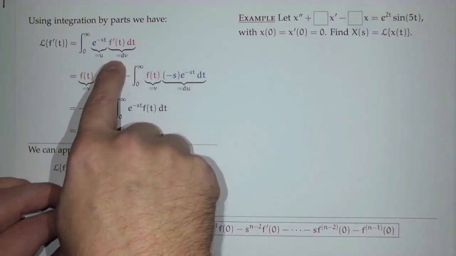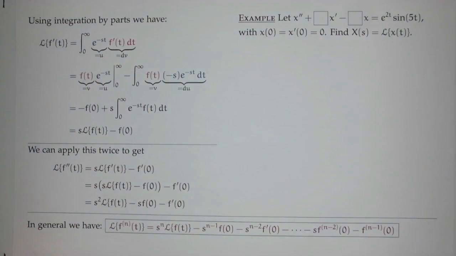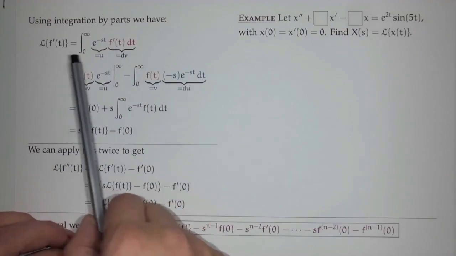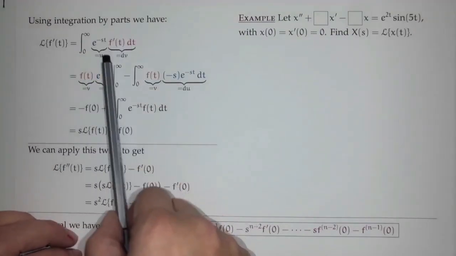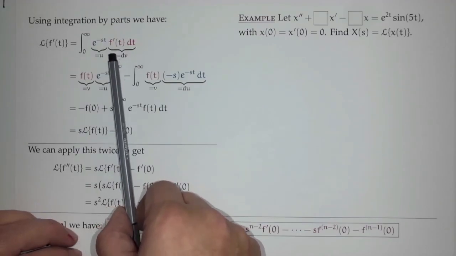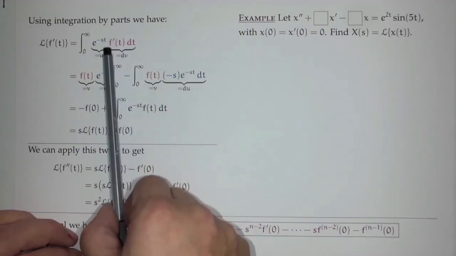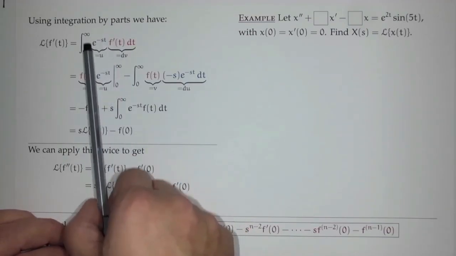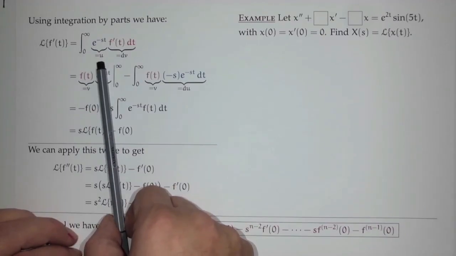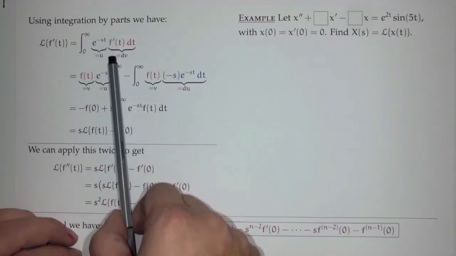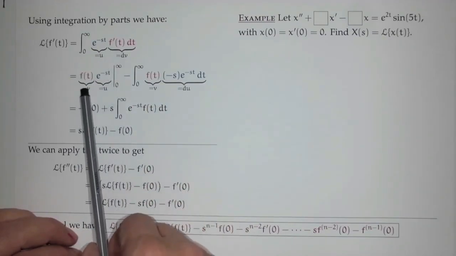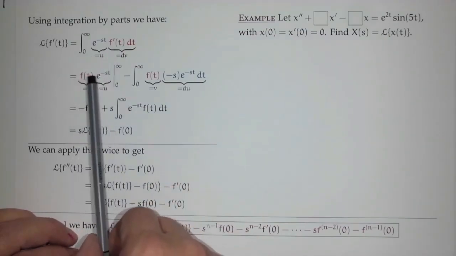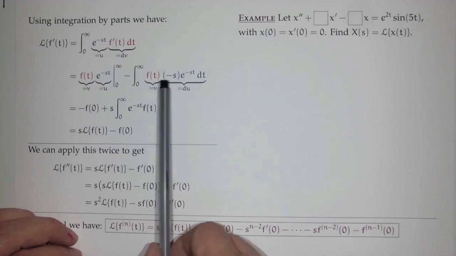I'm going to do integration by parts, using the definition of the Laplace transform. I'd like to change that f prime to f. So we're going to make this part, f prime t dt, the dv term, the part that we integrate. The rest of it, e to the minus st, will be our u term, the part we differentiate. It's easy to integrate a derivative, so v is f of t. The integral of u dv is u times v minus the integral of v du.